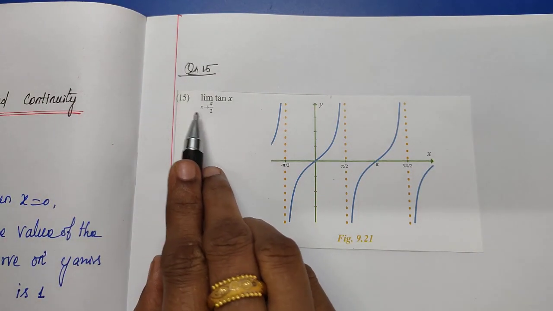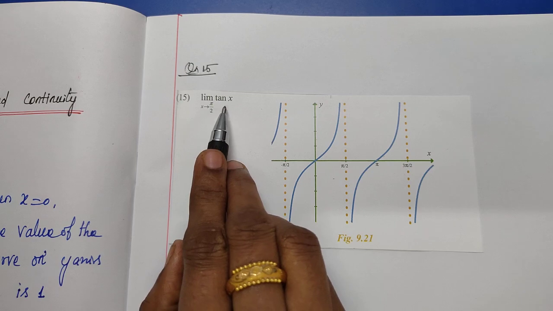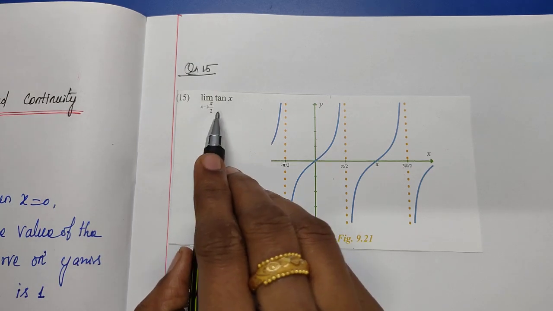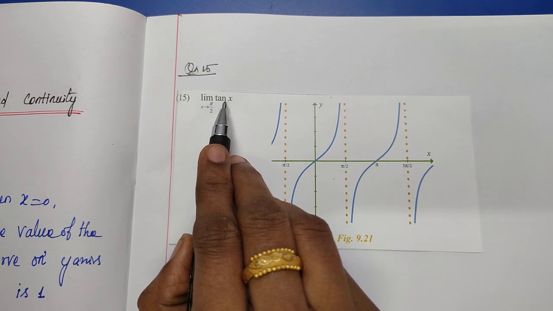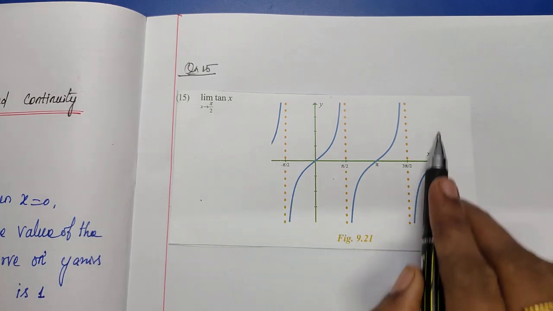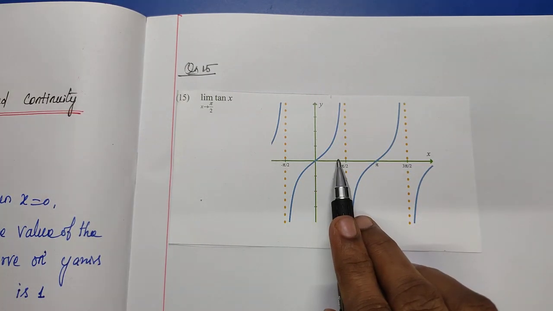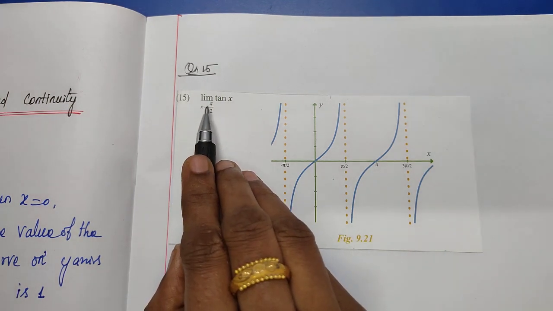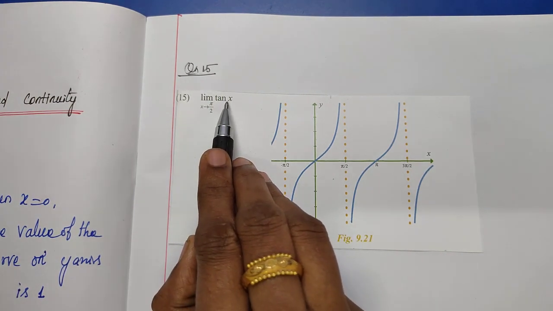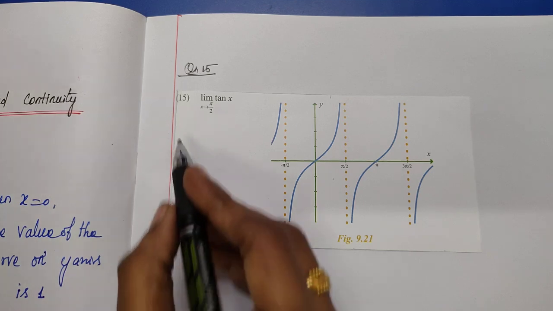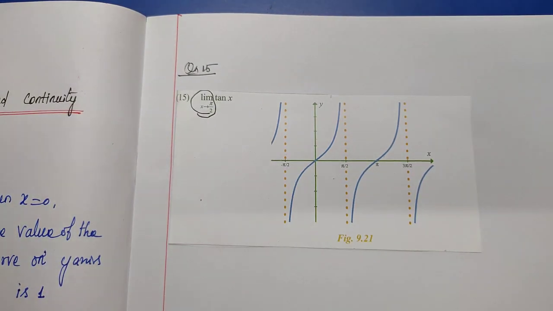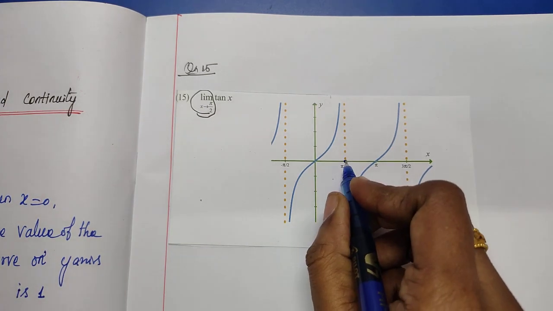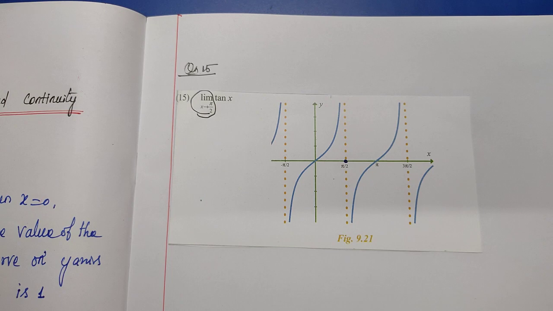Question number 15 is: limit x tends to pi by 2 of tan x. Find the value of the limit of the function f of x is equal to tan x by using the graph. Here our limit is x tends to pi by 2. So pi by 2 on the x-axis is here.